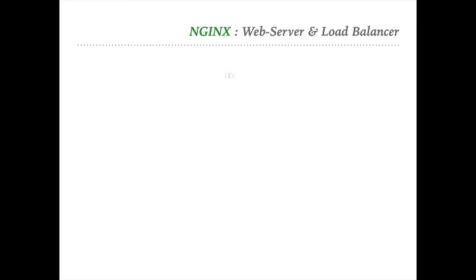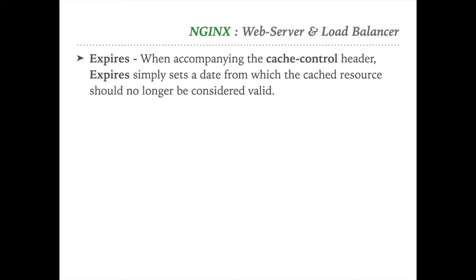Another directive we have with cache control is expires. Expires accompanies the cache control header, and expires simply sets a date from which the cached resource should no longer be considered valid. It means this also works like max-age, but it is a bit different from max-age. In max-age you define the time in seconds, but in expires you will define the time as a date. I will show you how we can define it.